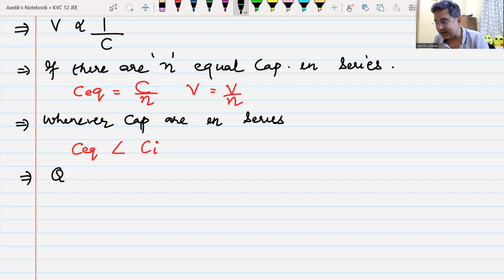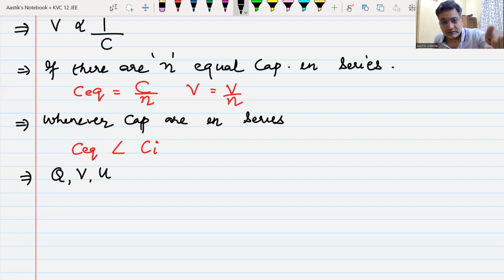What is the second thing that they might ask? V. Potential drop across the capacitor or potential drop across the resistor. What is the third thing that they can ask? U. It is potential energy stored in the capacitor or energy dissipated as heat in the resistor. So both are similar things. These are the only three things that they are going to ask.